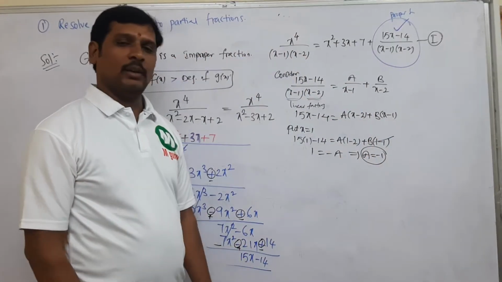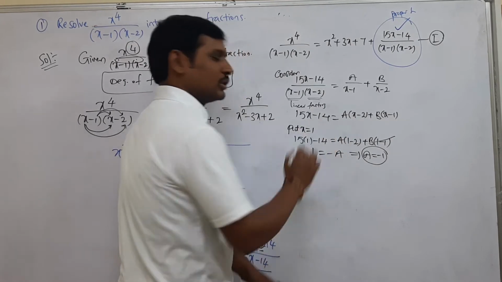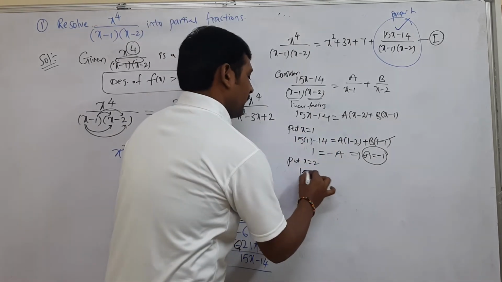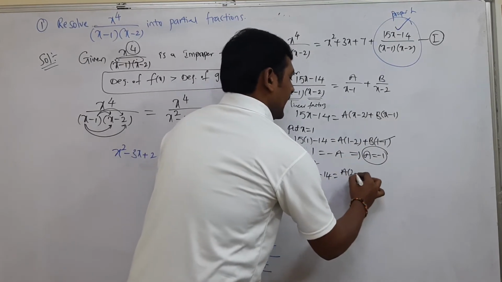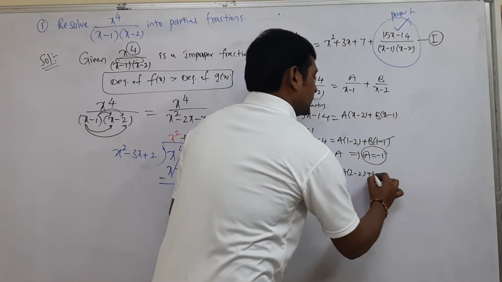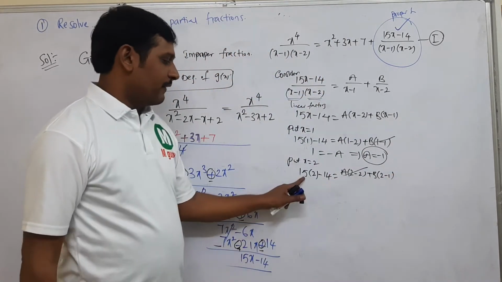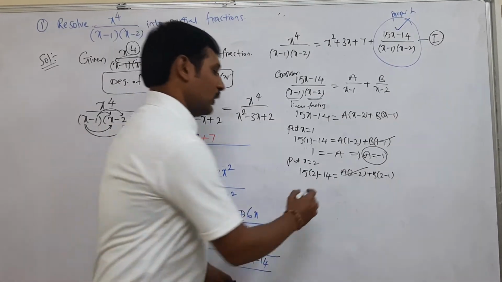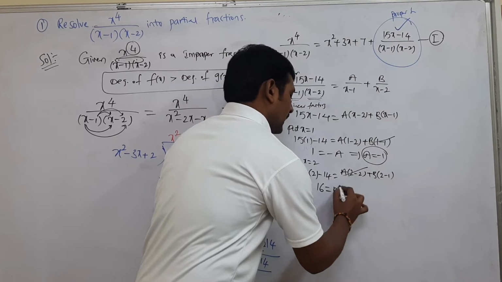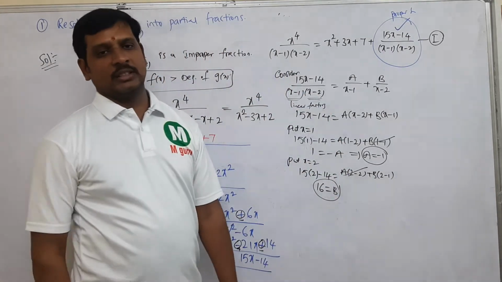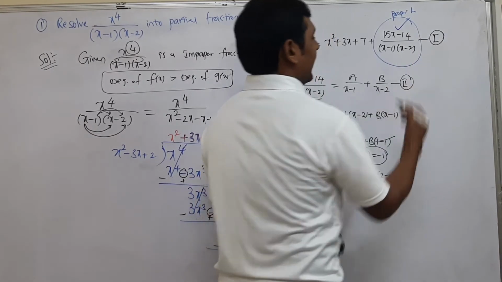We got the a value. Next, to get the b value, put x equal to 2. So what do we get here? 15 into 2 minus 14 is equal to a into 2 minus 2 plus b into 2 minus 1. This gets cancelled. 15 twos are 30, minus 14 is 16. 2 minus 1 is 1. 1 into b is b. So b is 16. This is the value of b. We got both a and b.